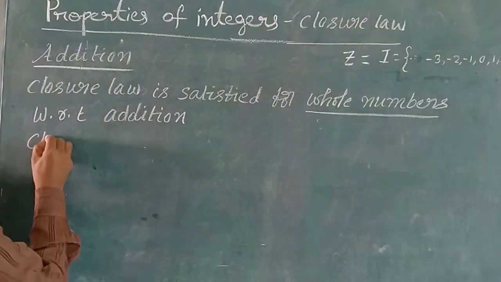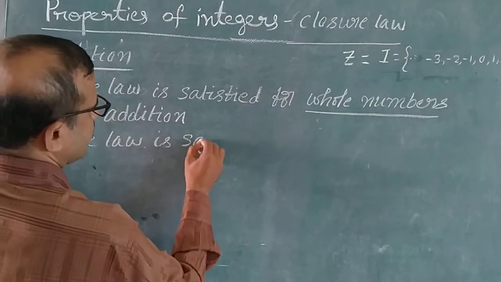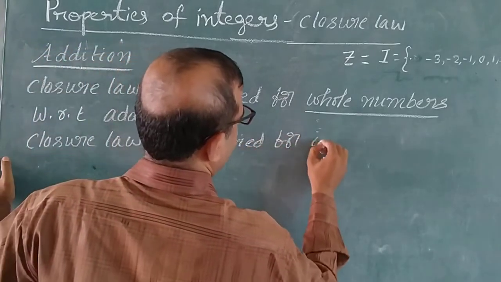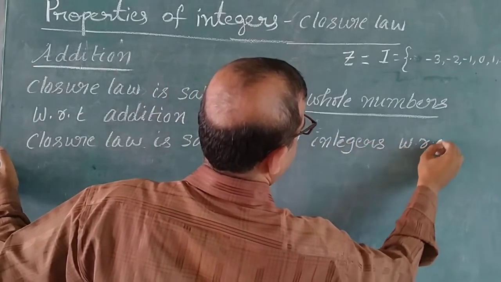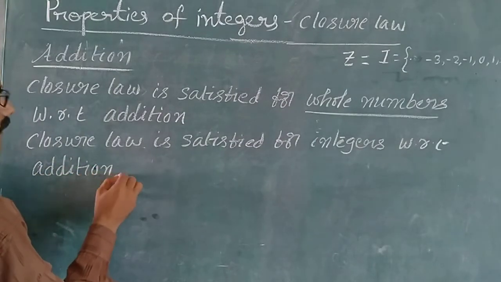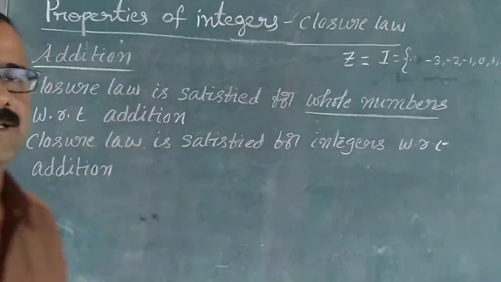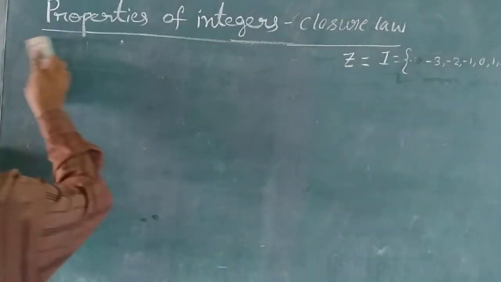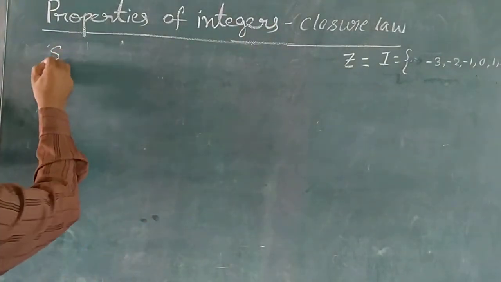So in the same way, closure law is satisfied for integers with respect to addition. The same property is also satisfied for whole numbers, integers and also natural numbers. Okay, children? Next one, addition is completed. Now the same law, closure law, with respect to subtraction.